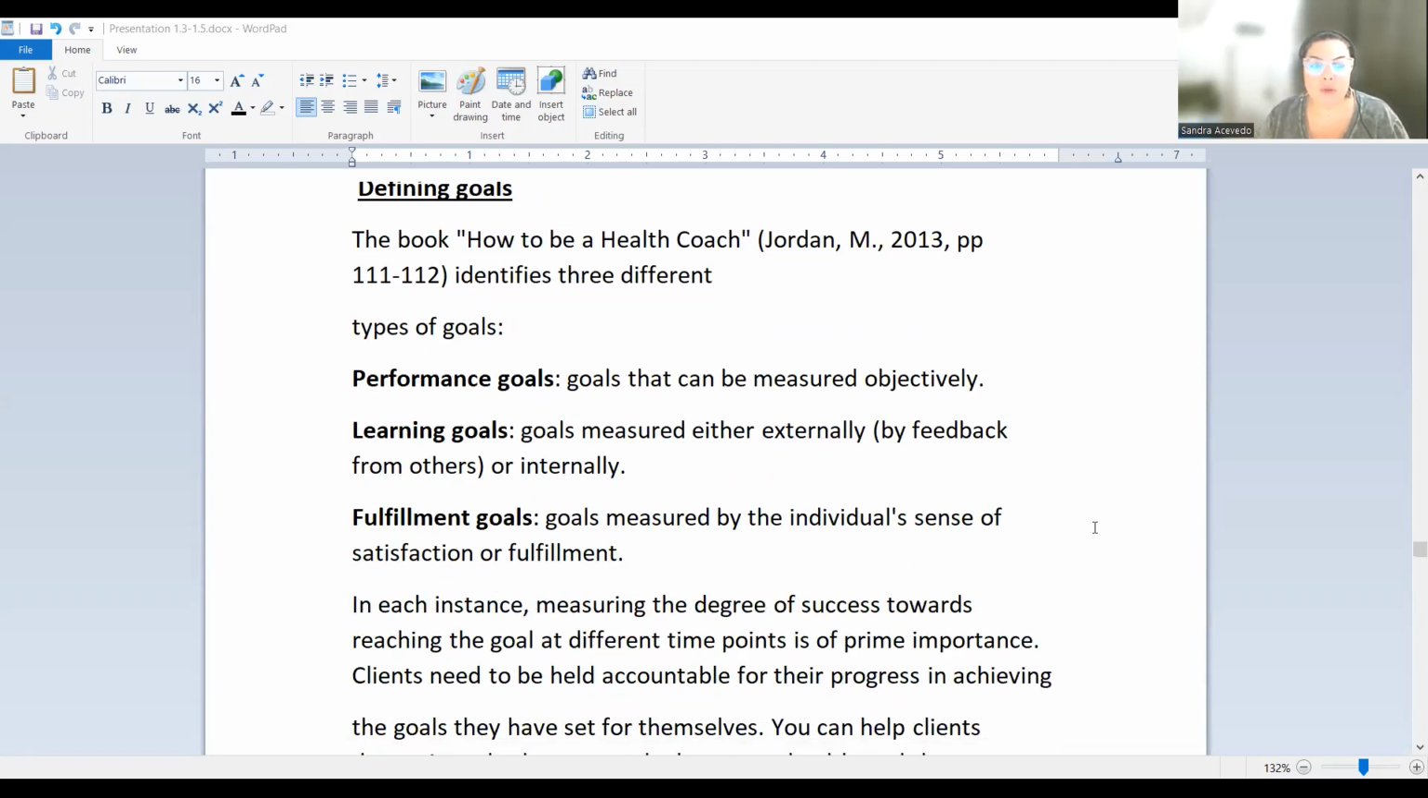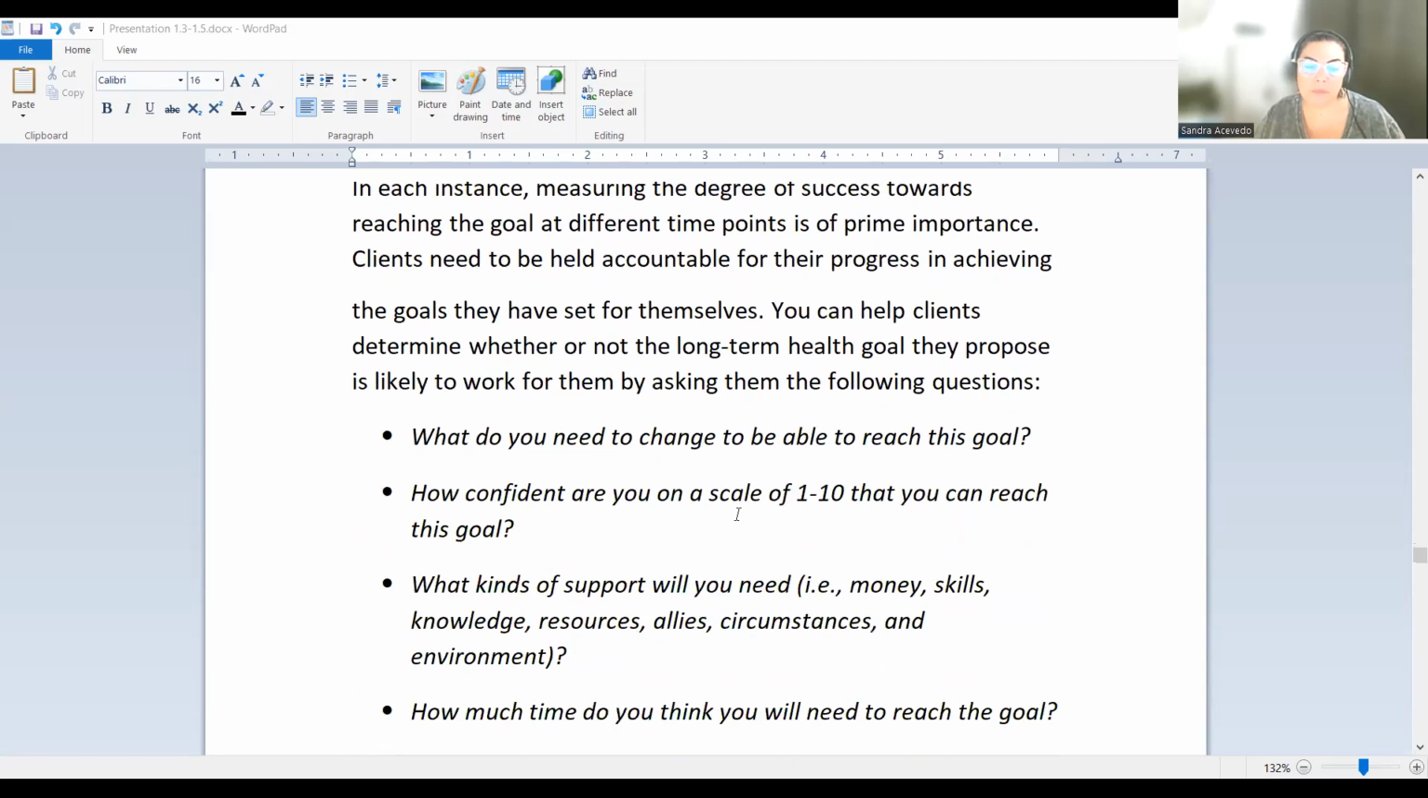So, defining goals. The book How to Be a Health Coach by Jordan identifies 3 different types of goals. Performance goals are goals that can be measured objectively. Learning goals are goals measured either externally by feedback from others or internally. Fulfillment goals are goals measured by the individual's sense of satisfaction or fulfillment. In each instance, measuring the degree of success towards reaching the goal at different time points is of prime importance. Clients need to be held accountable for their progress in achieving the goals that they have set for themselves.